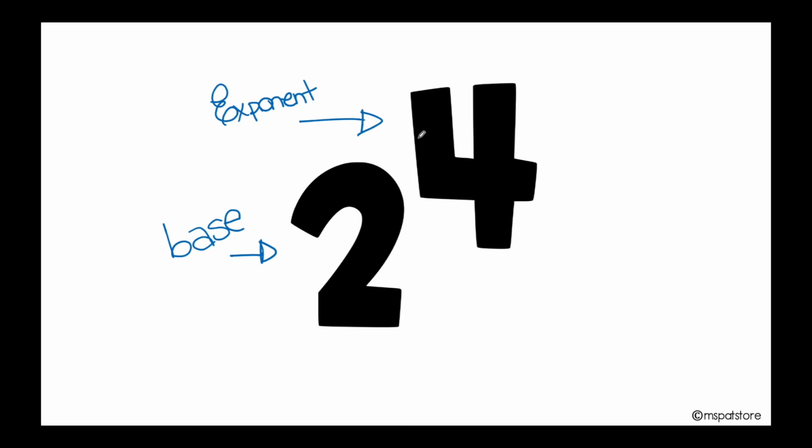Okay, the exponent is pretty much the boss. He tells you how many times you need to repeat yourself. So in this case, I need to repeat the base 4 times. So it will be 2 times 2 times 2 times 2. So 2 times 2 is 4. 4 times 2 is 8. 8 times 2 is, very good, 16. So 2 to the power of 4 is 16.